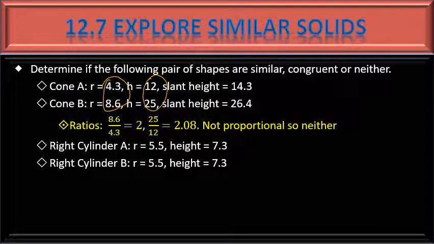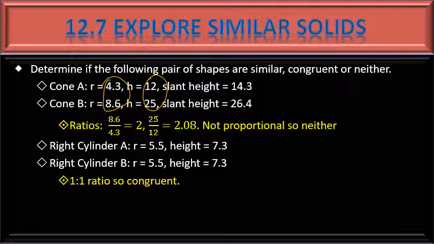Let's try a couple of cylinders. The radius of the first one is 5.5, the height is 7.3. The radius of the second one is 5.5, and the height is 7.3. It's a 1:1 ratio. That means they are congruent.